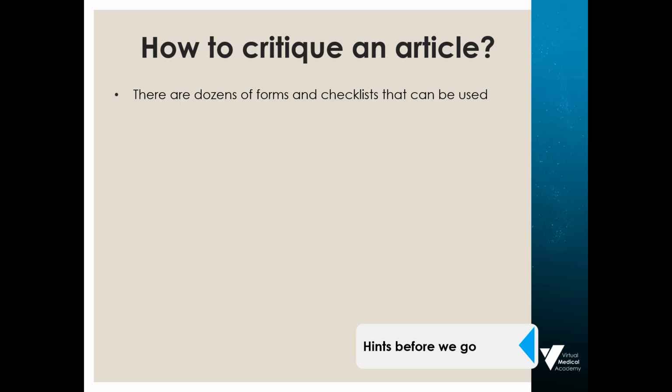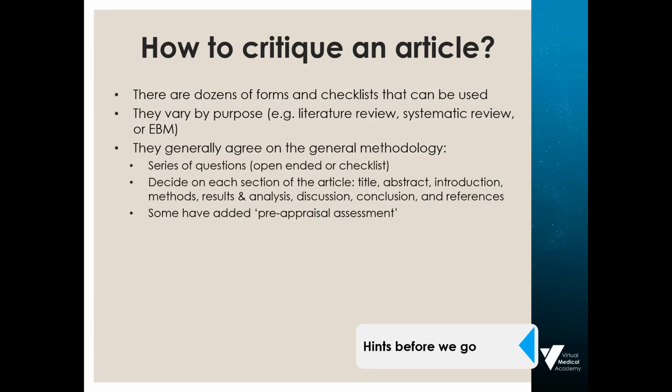Second, they may vary by purpose, so that, for example, critical appraisal for a literature review is slightly different from that used for a systematic review, which is slightly different from that used for evidence-based practice. So these forms may vary. However, they generally agree on a general methodology. Whatever the form you come across, or whatever the checklist you go through, there is usually a series of questions, whether open-ended or a checklist. Then you decide on each section at a time, for example, starting from the title, then the abstract, introduction, the methodology, results and analysis, discussion, conclusion, and references.